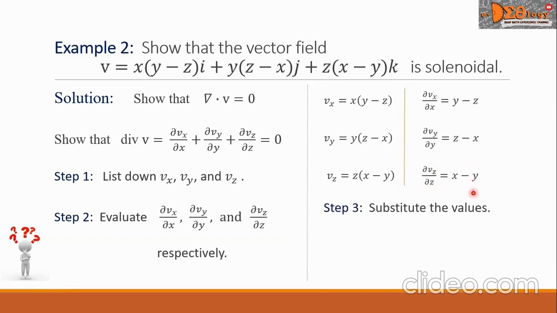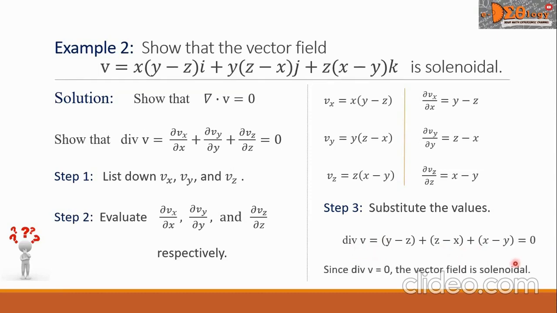Step 3, let us substitute the values. So the div v is equal to y minus z plus the quantity z minus x plus the quantity x minus y. If we remove the grouping symbols and combine similar terms, the y here minus y will be 0. Negative z plus z is 0. Negative x plus x is 0, which means divergence of v equals 0. And we write, since div of v equals 0, the vector field is solenoidal.